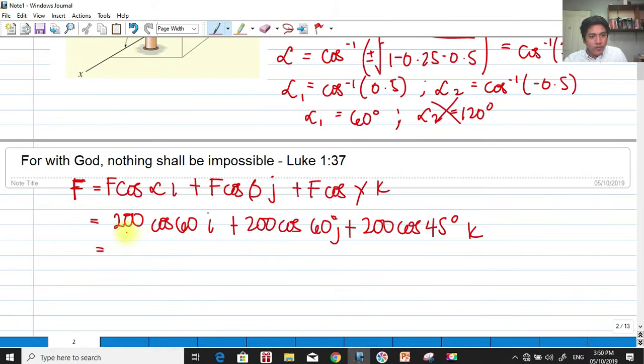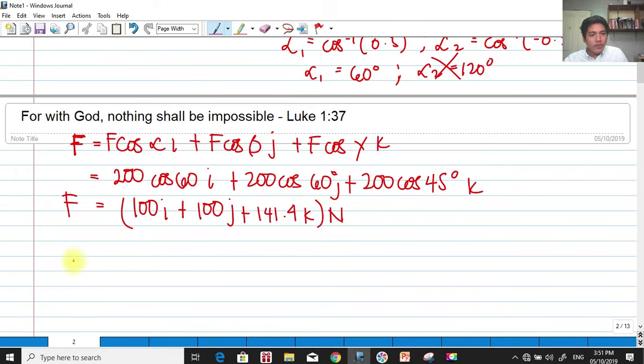So if we evaluate 200 cosine 60, that is 100 I. 200 cosine 60, that is 100 J. 200 cosine 45 is 141.4 K. Of course, this is our Cartesian vector in terms of Newtons.